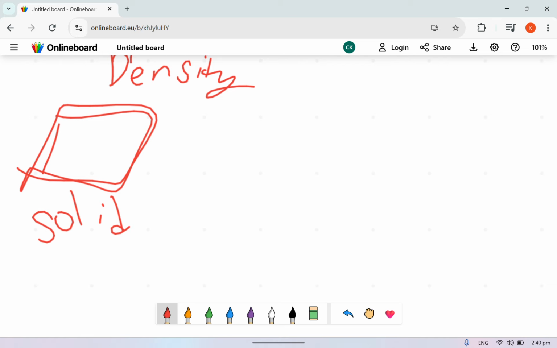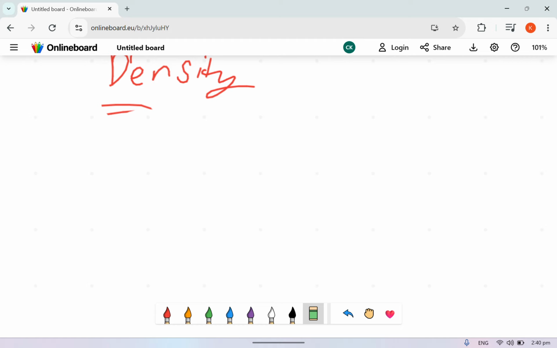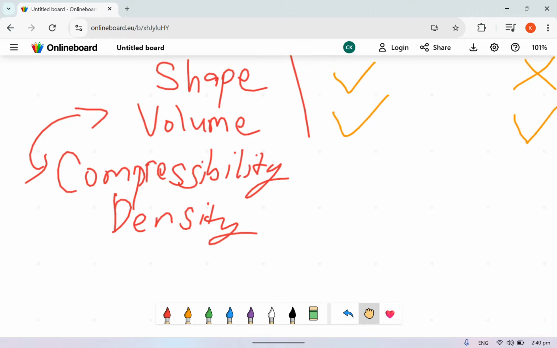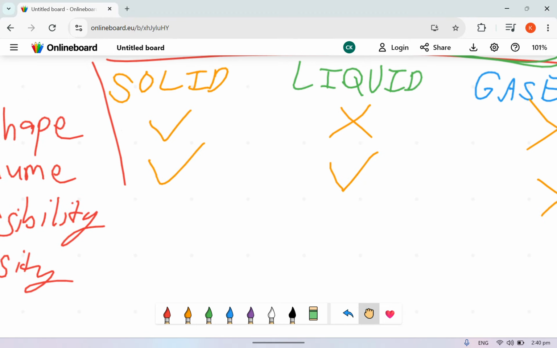Okay, and don't tell me things like, oh, actually, if you have magical powers, you can. Don't tell me this. By right, you cannot. So I'm pretty sure you guys understand. As long as it has a fixed volume, it cannot be compressed. So I'll put a cross over here.